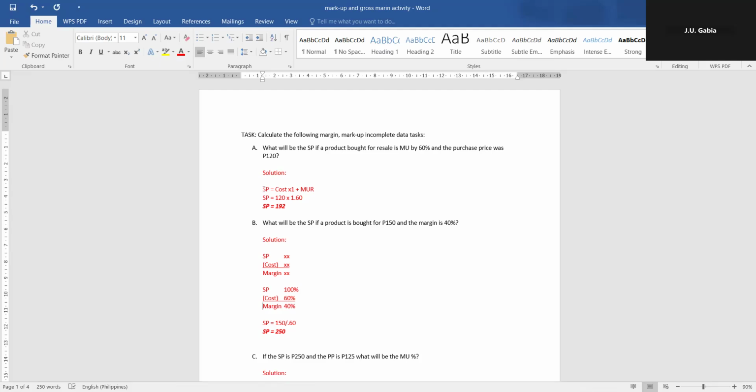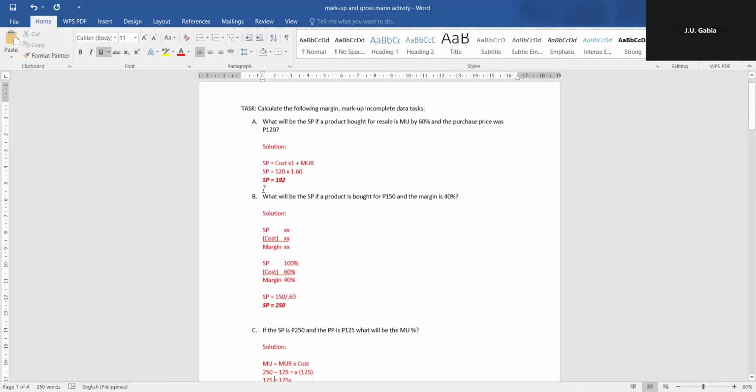Now, to get the selling price, since the margin is 40%, like what I said earlier, the 150 automatically stands for the 60%. And in order to get the 100%, which pertains to the selling price, we divide 150 by 0.60. That will give us the selling price of 250 pesos. I really believe that I made this one a bonus, but this is the exact solution for that one.